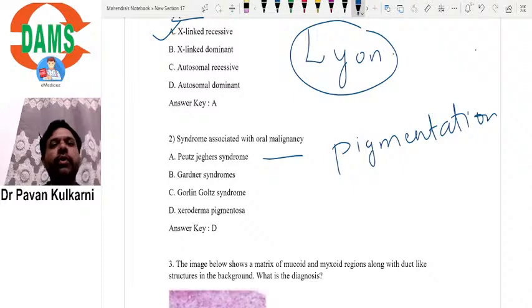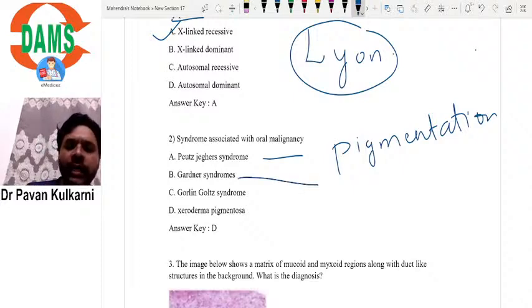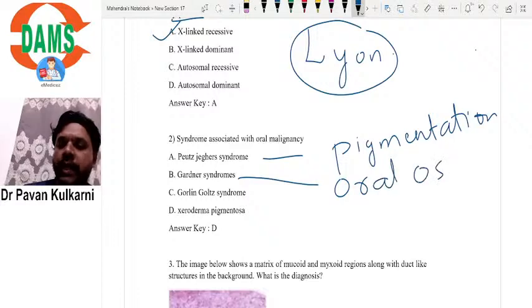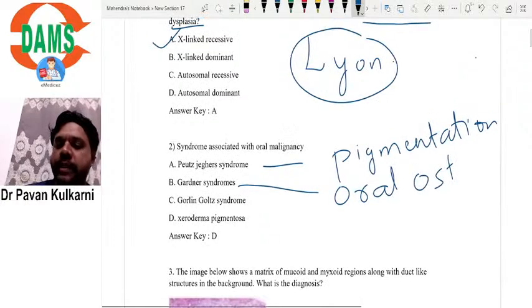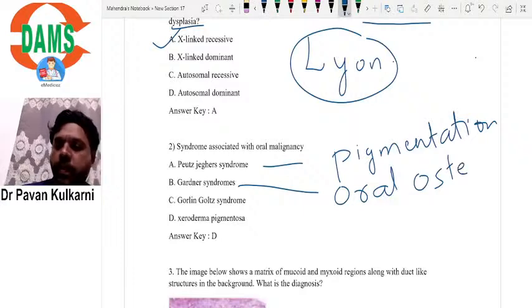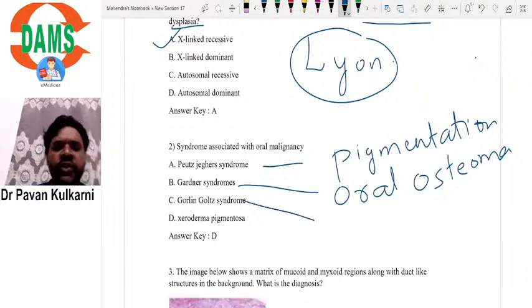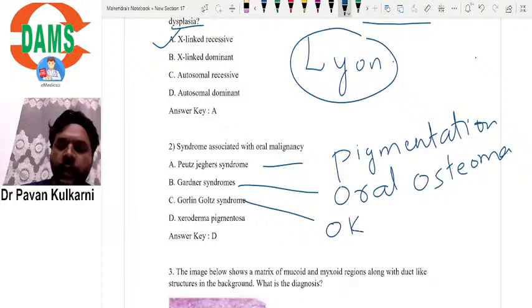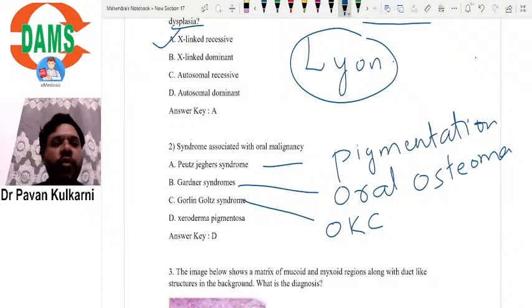Gardner syndrome. What will Gardner syndrome have? Gardner syndrome patients will have oral or jaw osteomas. There won't be any malignancies here. What will Gorlin-Goltz syndrome patients have? Gorlin-Goltz syndrome patients will have multiple OKCs. So obviously the answer is straightforward and simple, xeroderma pigmentosa.